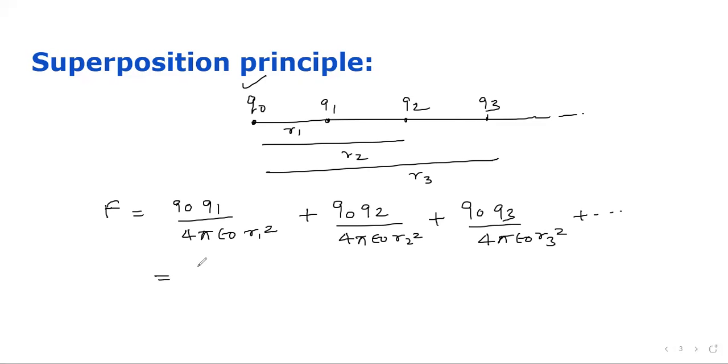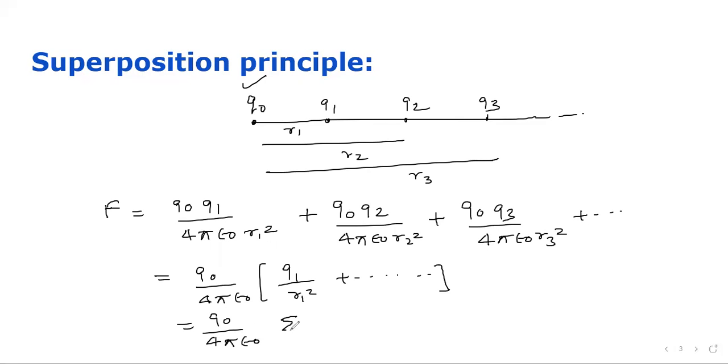Or we can take common Q0 upon 4 pi epsilon naught. Then we can write Q1 upon R1 square plus dot dot dot, or Qi divided by Ri square, which can be written like Q0 divided by 4 pi epsilon naught sigma i equal to 1 up to n Qi divided by Ri square.